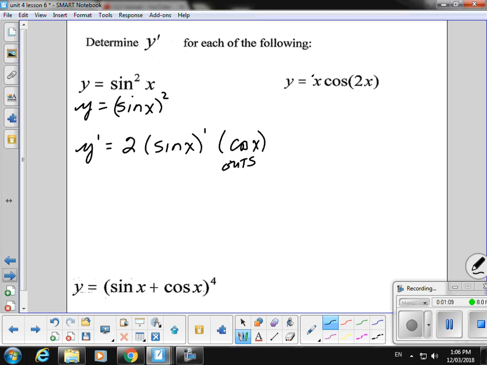y equals x cos 2x. That is a product. So I've got x times cos 2x. I have to use the product rule. So my derivative would be derivative of the first times the second plus the first times the derivative of the second. Okay, the derivative of cos is negative sine. Don't forget the guts. So I could tidy that a little bit to cos 2x, subtract 2x sine 2x.